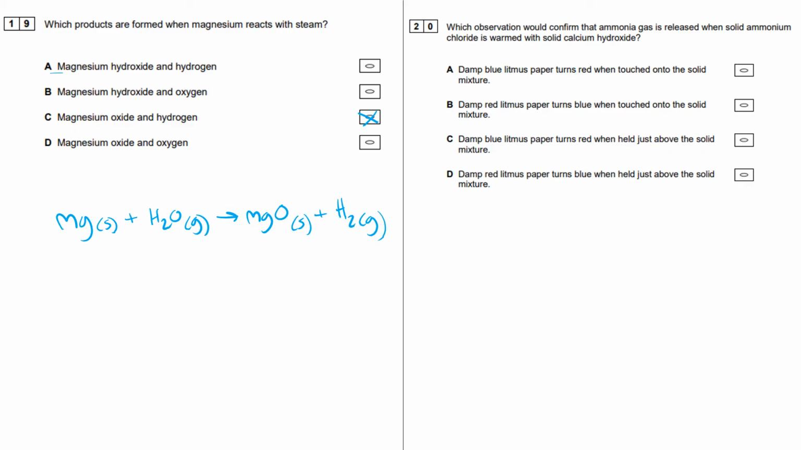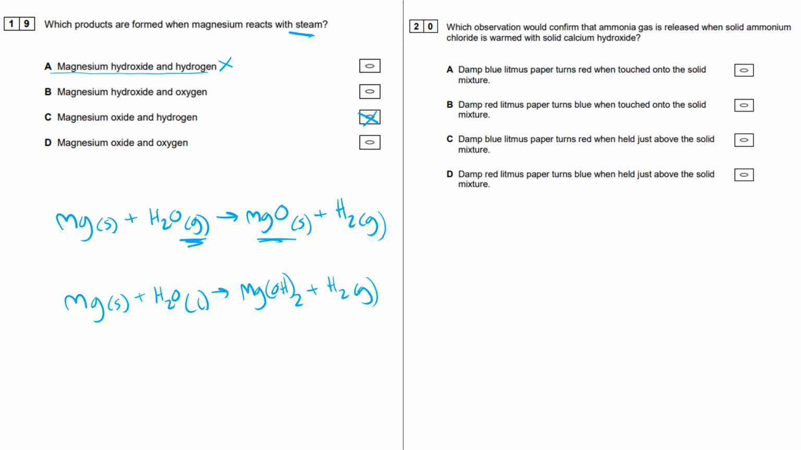Not to be confused with A. If you were to react a group 2 or group 1 metal with liquid water, you will get the metal hydroxide and hydrogen gas. But because it's steam in the question, you get a slightly different combination of products.